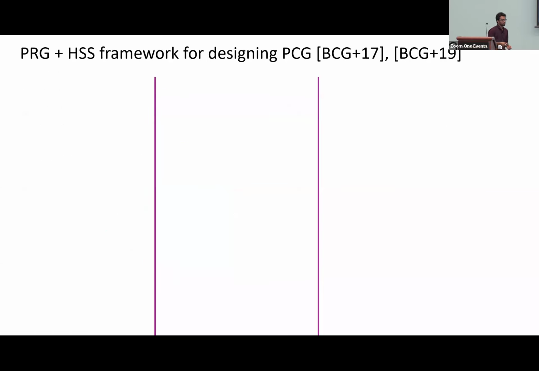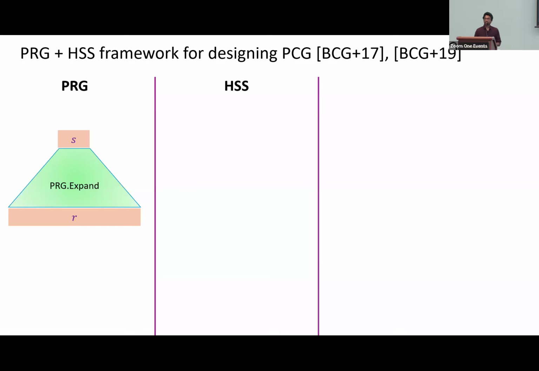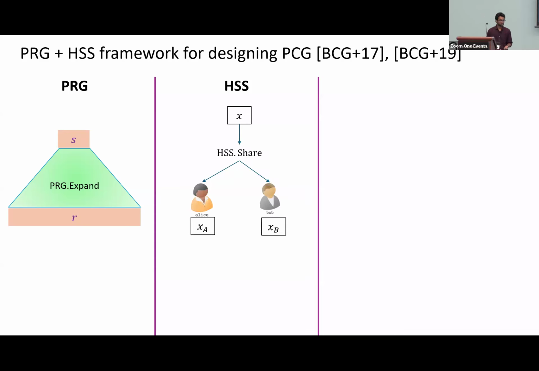So the starting point is this well-known PRG plus HSS framework for designing PCGs, which uses two objects, PRG and HSS. Let's see what they are. A PRG, as you all know, takes a uniform seed and expands it into a long pseudorandom string R. HSS can be thought of as a distributed form of FHE. So you have some input X, and the HSS share procedure will let you split this input across two or more parties. Then the parties can locally evaluate some function f homomorphically on their shares to derive output shares, which will sum up to f of x.